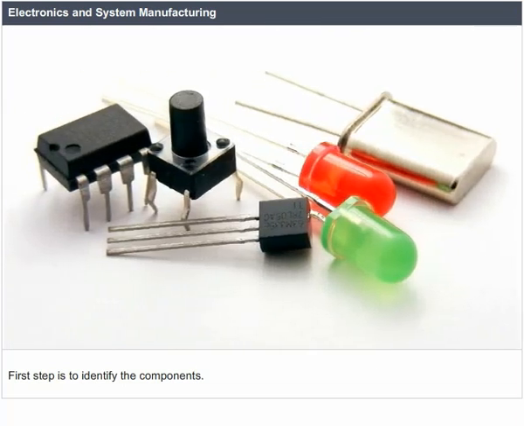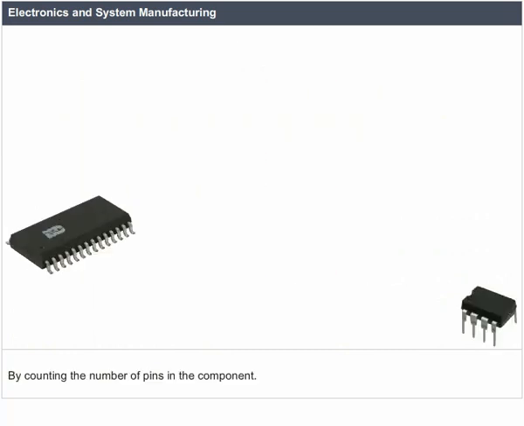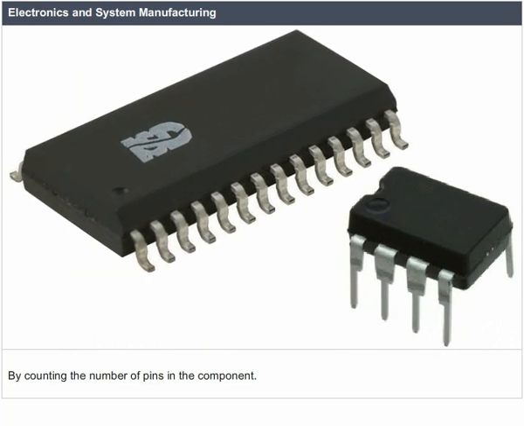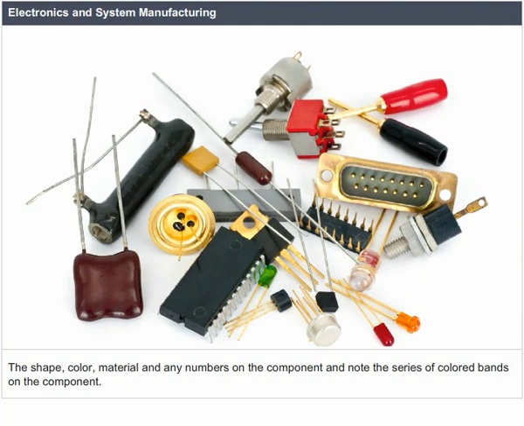Electronics and system manufacturing. The first step is to identify the components. There are two steps to identify the components. By counting the number of pins in the component, the shape, color, material and any numbers on the component, and note the series of colored bands on the component.